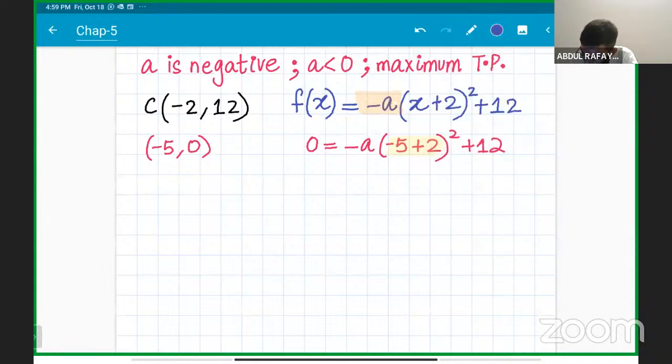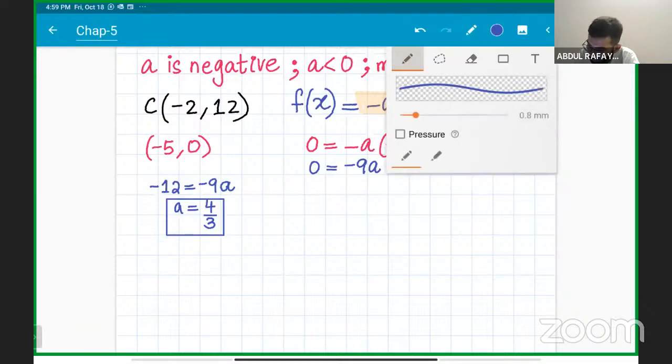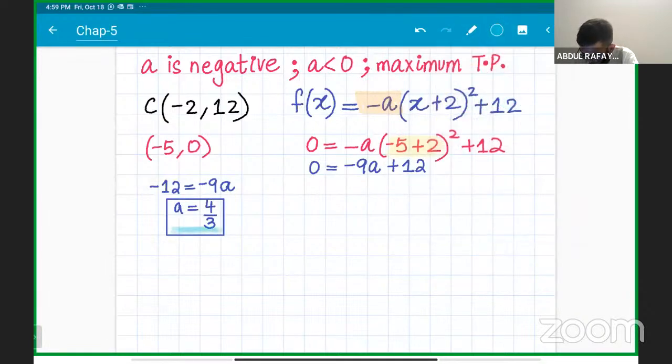-3 squared will be +9. So 0 is equal to -9a plus 12. You take it there, so it will be -12 is equal to -9a. So the a value will be 12 divided by 9, which is 4 over 3, students. The a value is coming 4 over 3 with the negative sign.